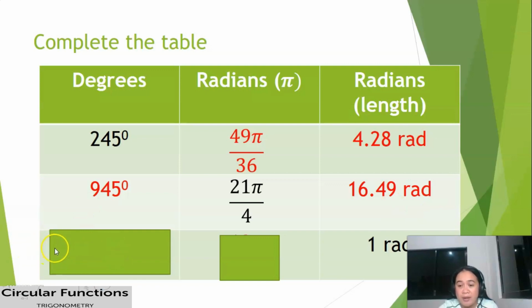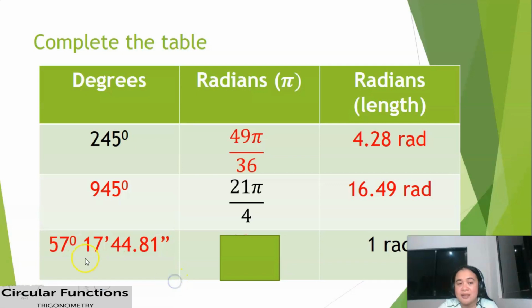And 1 radian, convert to degrees. So that would be 1 times 180 degrees divided by pi. Press degrees, minutes, and seconds in your calculator, you will get this value. And convert this to radians, you will get 19 pi over 60. Take note of that.